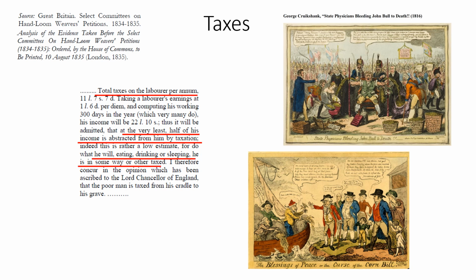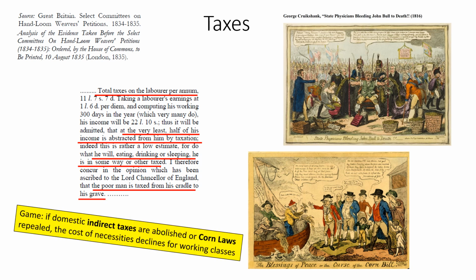These include indirect taxes on consumer goods that are necessities, but they're also taxes on the price of corn from the Corn Laws, which raises the price of bread, which is why this account says that he will in eating, drinking, or sleeping in some other way be taxed. So in the game, if indirect taxes are abolished or Corn Laws are repealed, the cost of necessities will go down for the working class. So this is modeled on the worksheets.